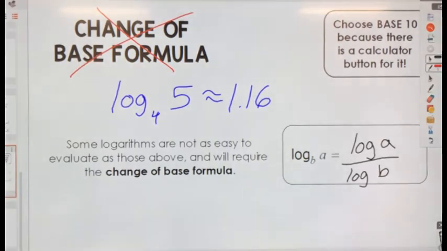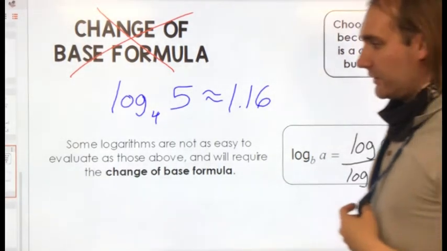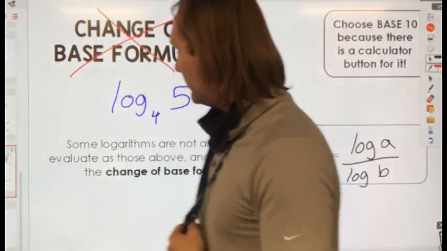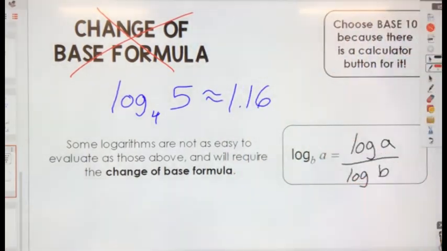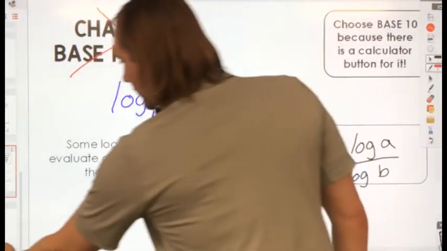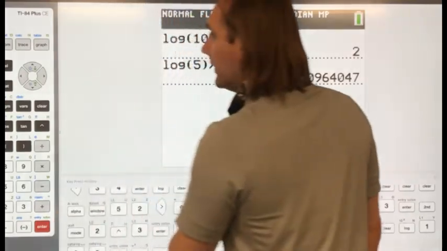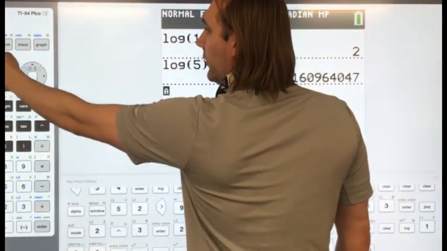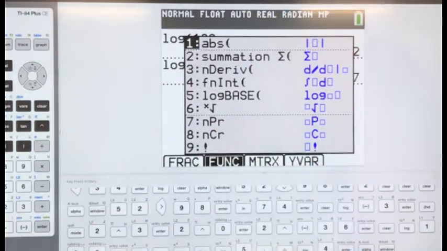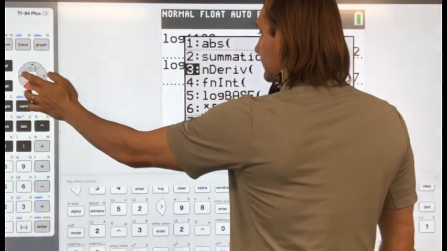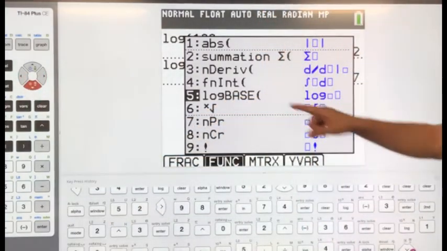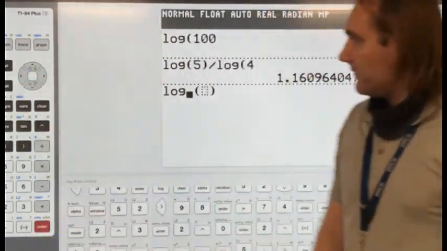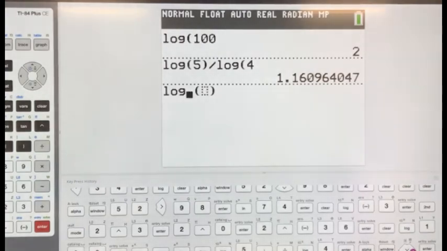Good news is, like I mentioned, this is out of date. Because now TI was smart enough to put in log base in your calculator. So pay attention. You're not going to use this log base. You don't have to. What you're going to use instead is alpha window. Alpha window. Go take you to the functions options. And notice, what does number 5 say? Log base. That gives you the option to put in any base you want.